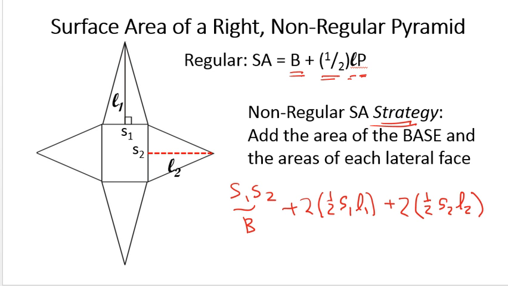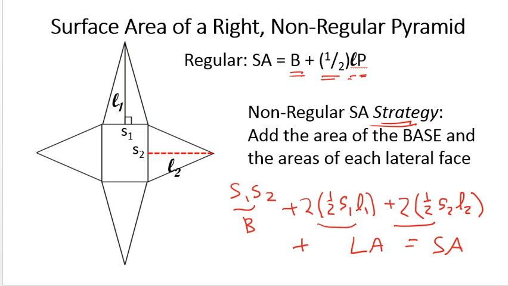Now notice if I had something really obscure like a hexagonal pyramid where none of the sides was the same, I'd have 6 different lateral faces and 6 different slant heights. So there really is no formula for the surface area of a non-regular pyramid. Just find the area of the base and the area of the sides, which is the lateral area, add those together, and that equals the surface area of the pyramid.